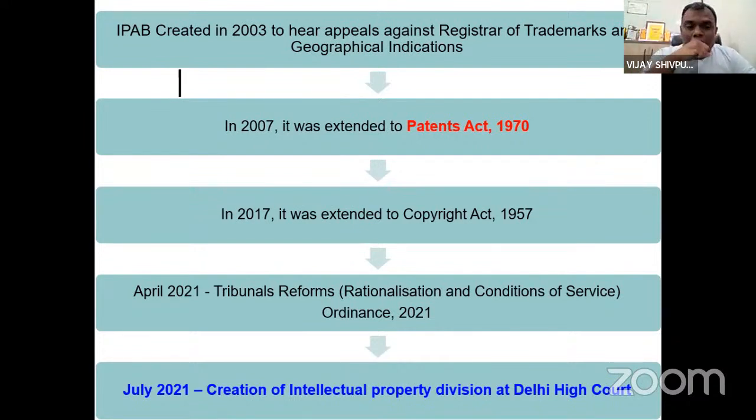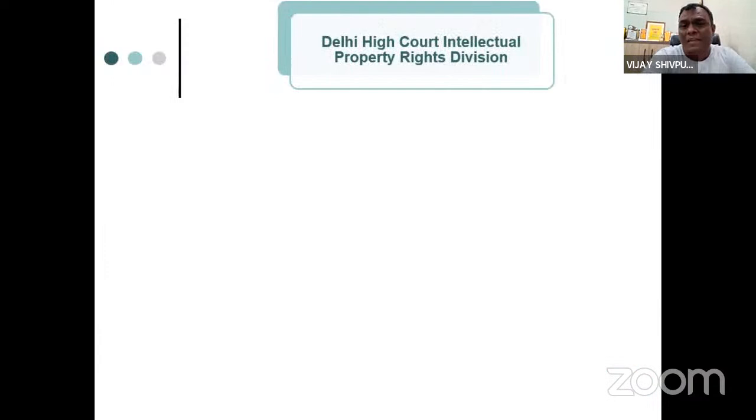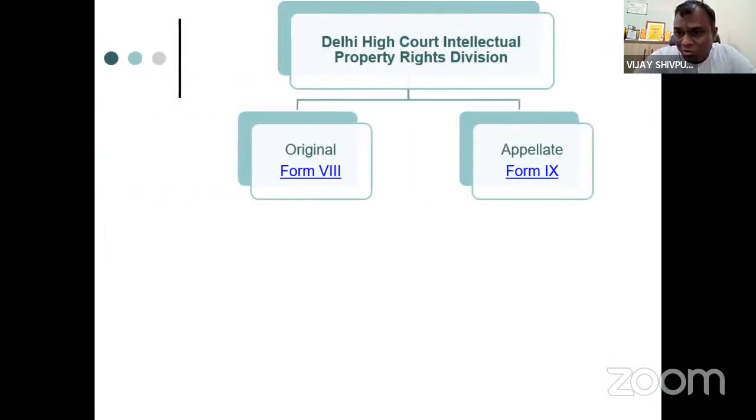But for us, we'll discuss the patent-related things here with respect to IPAB and what the forms are, because the rules have come up and now there are forms and fees related to the appeals. That also we'll see. Now, the first thing, Delhi High Court IP Rights Division. We have two jurisdictions under it as far as the Patent Act is concerned: first is original and second is appellate.